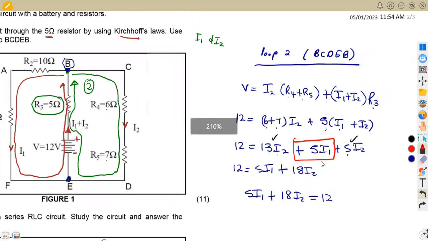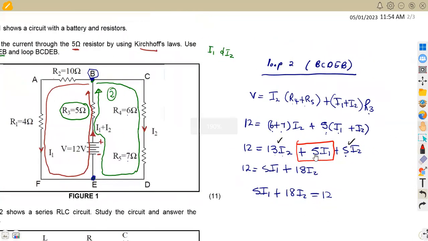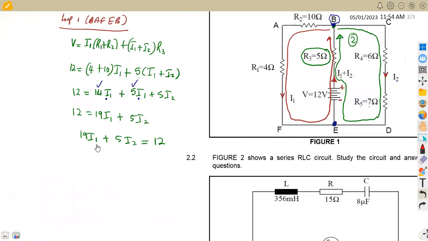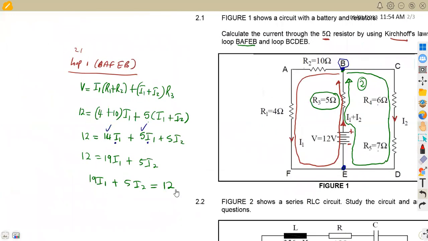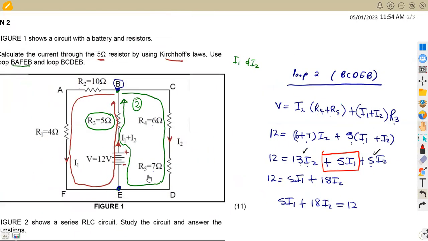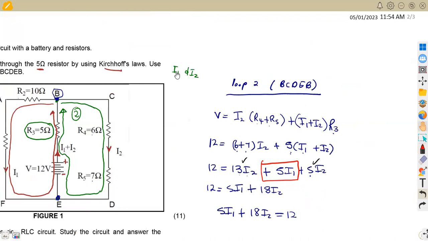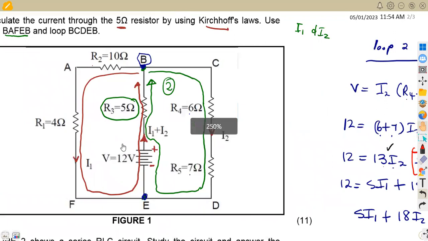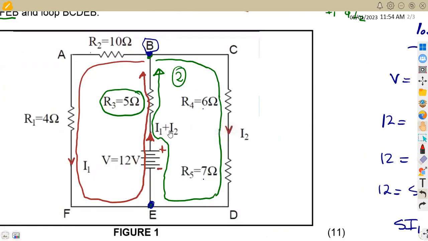All right, so we're going to take these two equations so that we can solve the first one that we had from the first loop. This is our first equation, and we calculated our second. Remember, the purpose is to calculate I1 and I2 so that we can calculate I1 plus I2, which is the current through the 5 ohm resistor, which is R3. So that is the purpose.